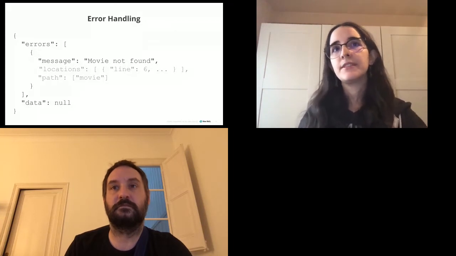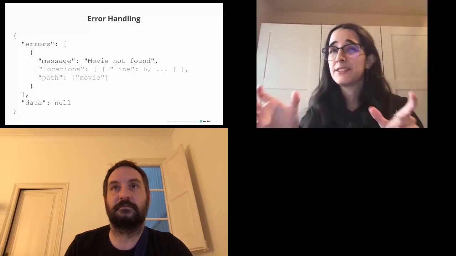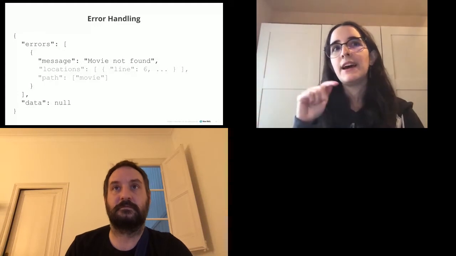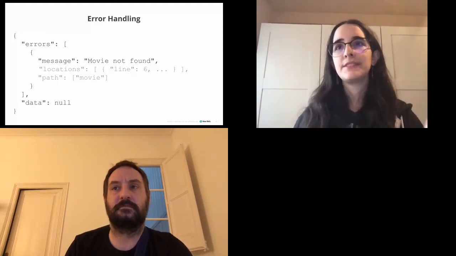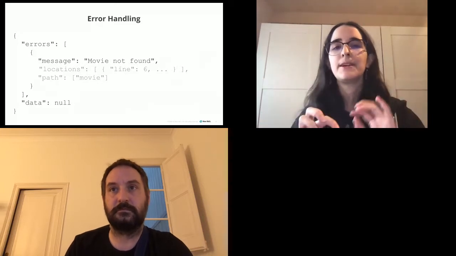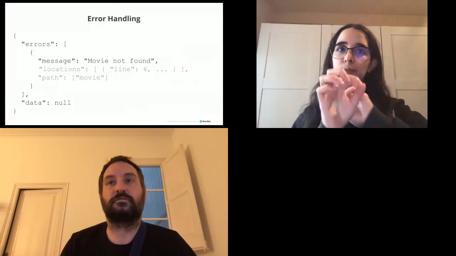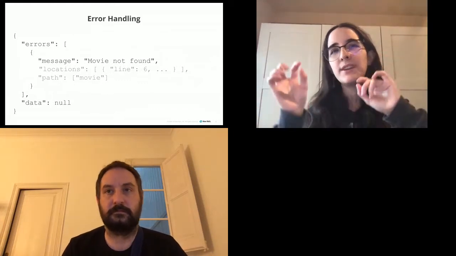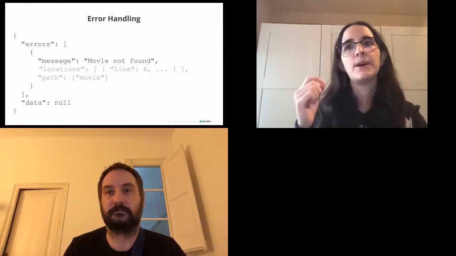So for example, here, the movie was not found, and we know the location in the schema where that happened, and also the path. In this case, it's a very simple path, but this can be really useful because this is a graph. Imagine that you have a response that is a lot more nested, and maybe only a small part failed, you know exactly what failed here.